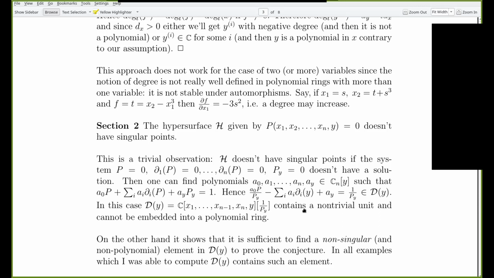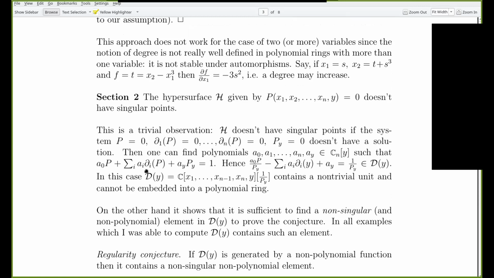So if this is the case, then we know, and this is actually a non-trivial theorem, that if this vector contains this polynomial and this polynomial and so on, these n+1 polynomials, if they don't have a common zero, then the ideal generated by these polynomials actually includes 1.